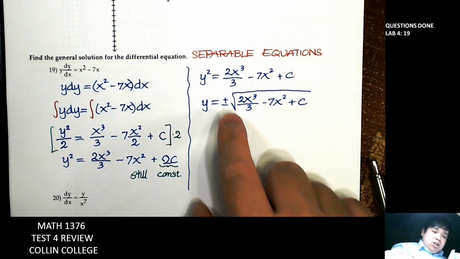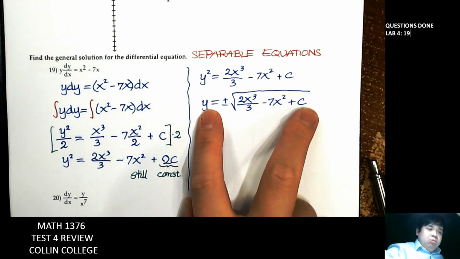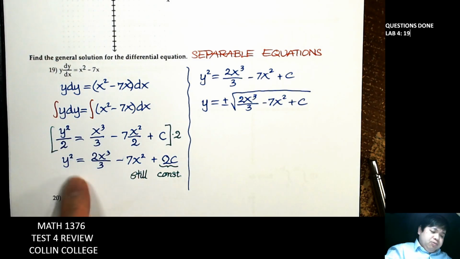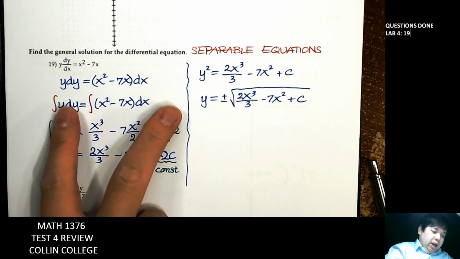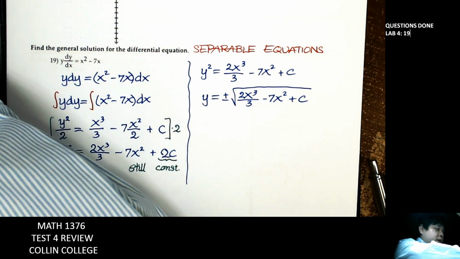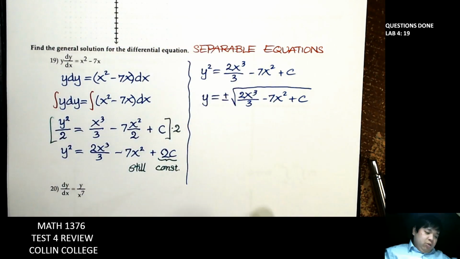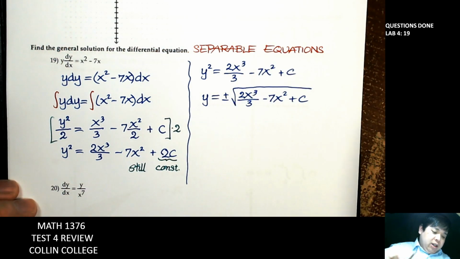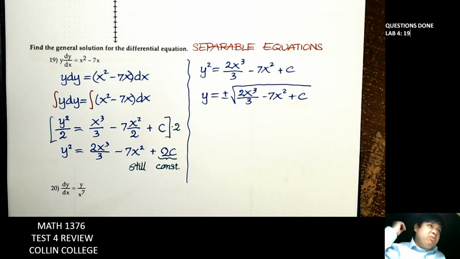On the test, we can either stop at y squared equal to, or this equivalent form. Bottom line is we try to get out of this integral and simplify as much as we can. Right. So that's a separable equation. That's it for number 19. The next one is easier, but still requires some trick. There's a trick to that. Most of these problems are kind of different.